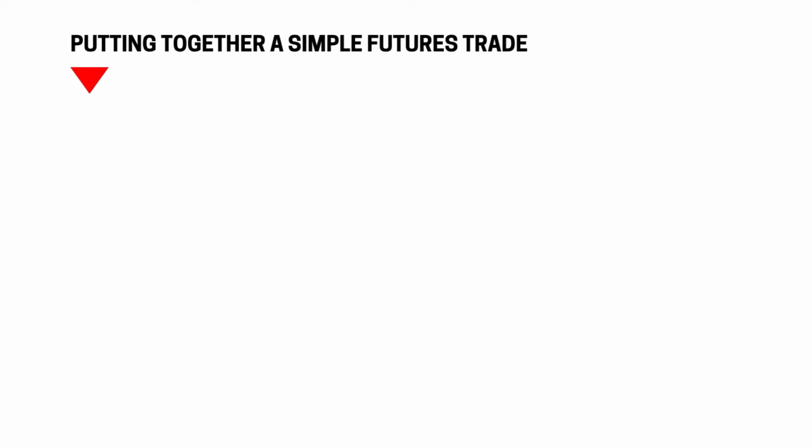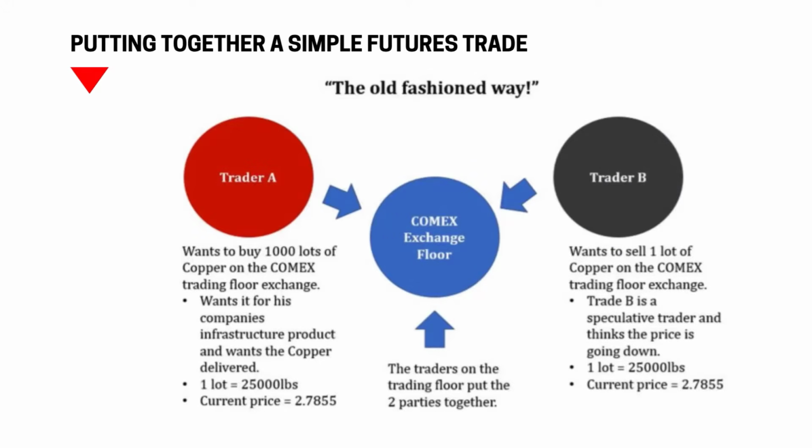So now let's step through a simple example of how a futures trade gets put together. Now we've got an example using a metal, and that metal is copper. Now it used to be traded on the COMEX before the CME bought them up, and in this example trader A wants to buy 1,000 lots of copper from the COMEX, and he wants it for his company's infrastructure product and wants the copper delivered. Now one lot, as we know, equals £25,000, and the current price is 2.7855.